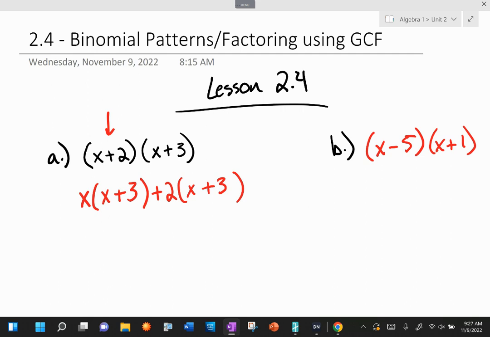Okay. Then what do we do? What's our next step? Distribute. Okay, so we're going to take the term in front and multiply it to both. X times x will be x squared. X times 3 will be 3x.